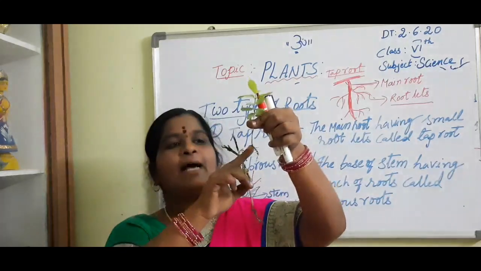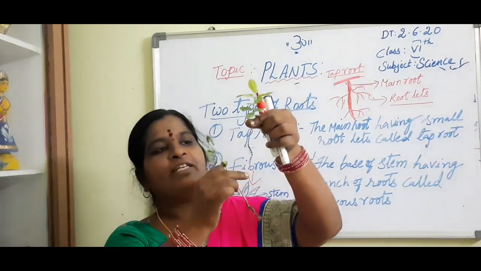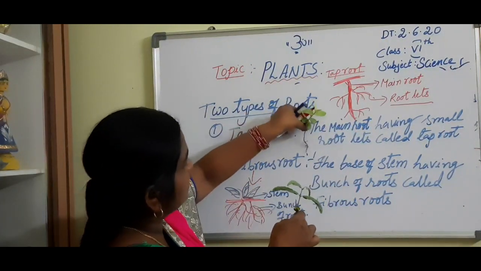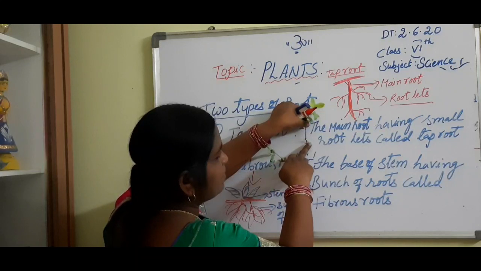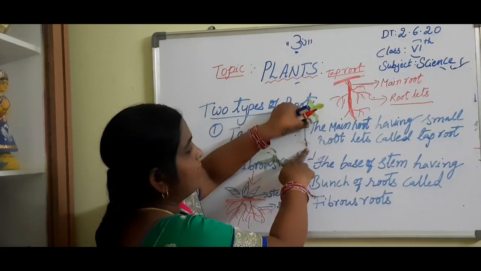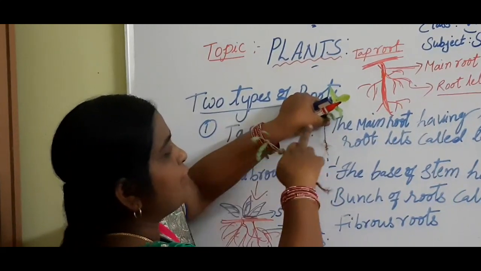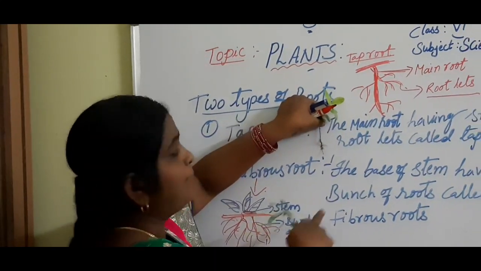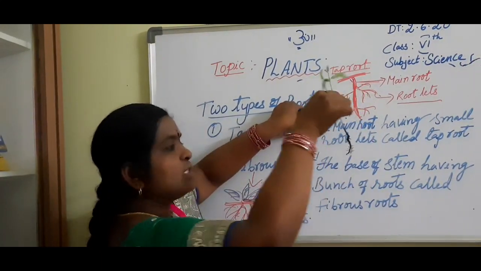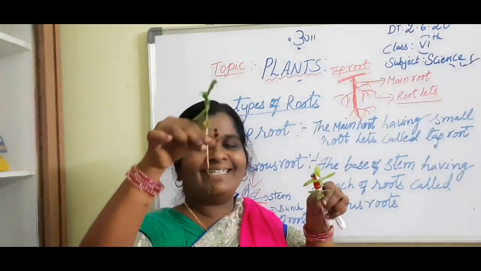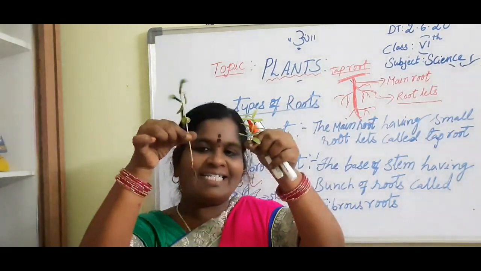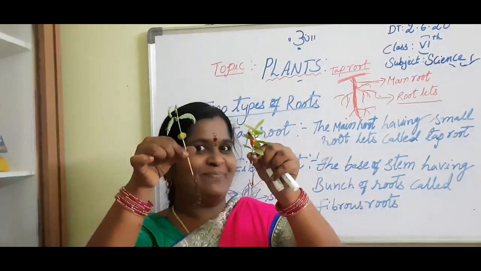So, this is a taproot. You can see it clearly. See, the main root is thick and small roots arise from it. The main root is in the middle with small roots. What do we call this type of root structure? Taproot. These small roots are nothing but the rootlets. See, in this plant also it is very clearly visible. This is the tamarind plant and this is the guava plant. Both plants have the taproot system.